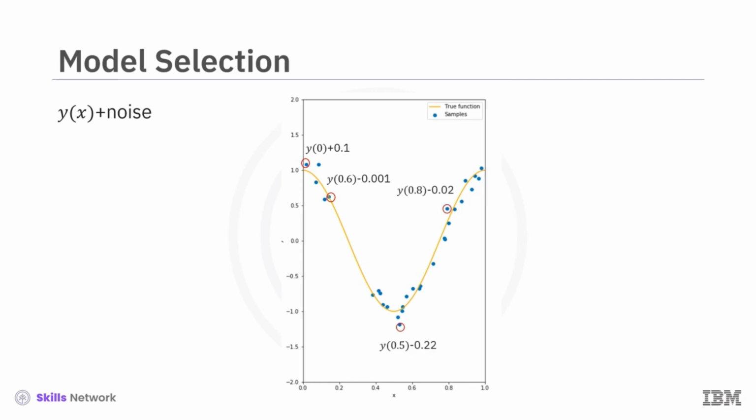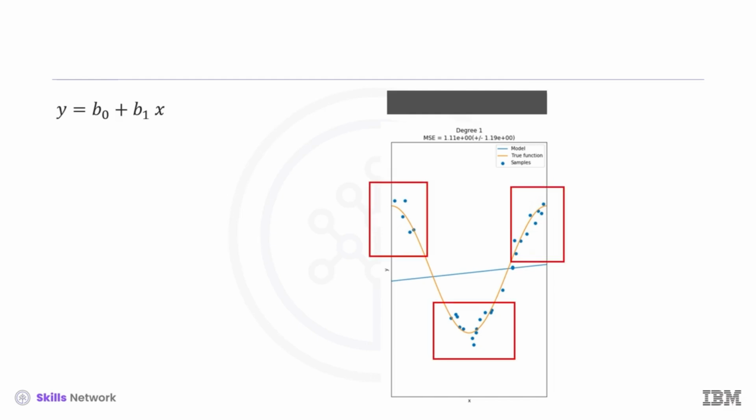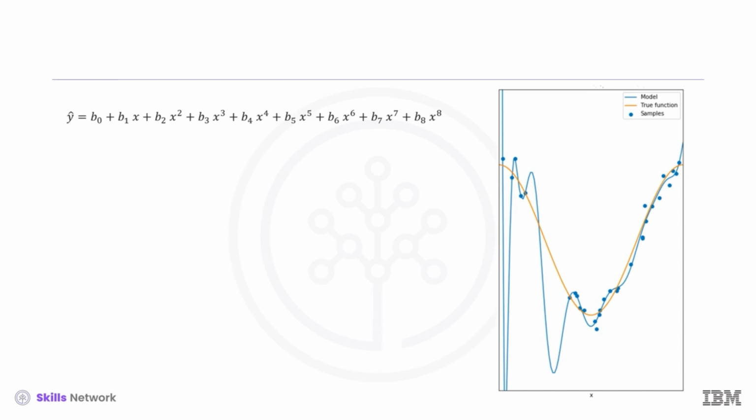If we try and fit the function with a linear function, the line is not complex enough to fit the data. As a result, there are many errors. This is called underfitting, where the model is too simple to fit the data. If we increase the order of the polynomial, the model fits better, but the model is still not flexible enough and exhibits underfitting. This is an example of the 8th order polynomial used to fit the data. We see the model does well at fitting the data and estimating the function, even at the inflection points.